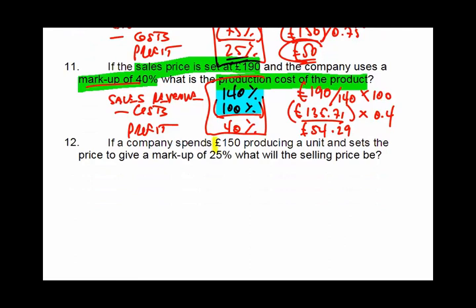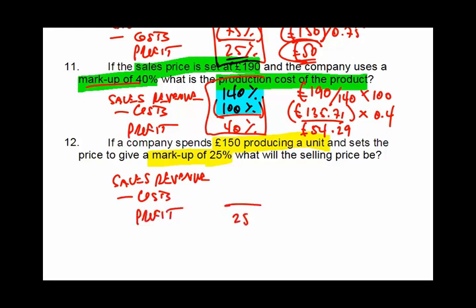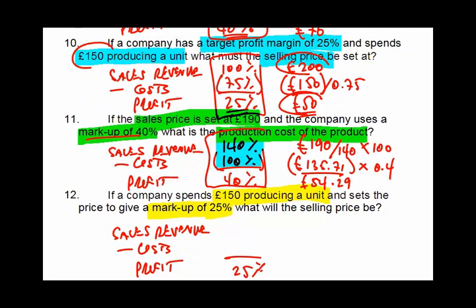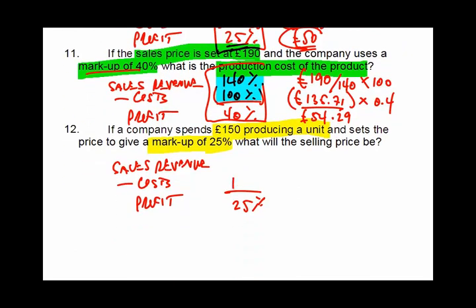Well, final example, £150 production cost, and again we've got a 25%, but it's a markup of 25%. So I put together my little skeleton profit and loss. Now again, we know that the profit element is the 25%, so this is looking a bit like example 10 initially, but because it's a markup of 25%, the 100% goes in the cost section. Well, what would I be knocking from 100% to give 25%? I reckon the sales revenue would now need to be 125% in order to make that work.